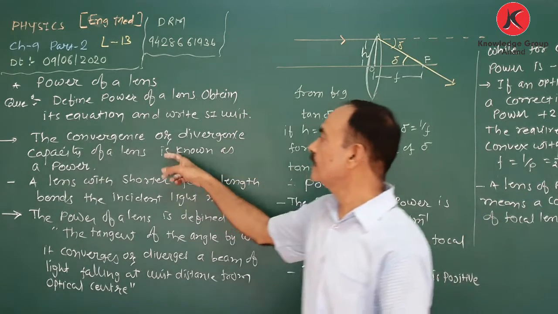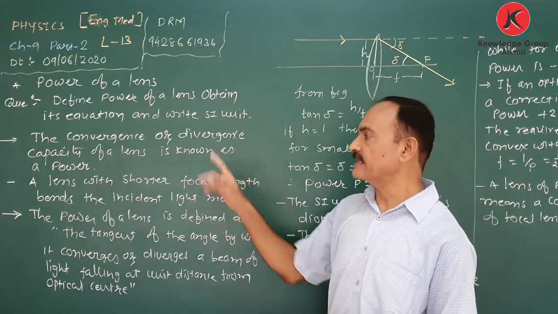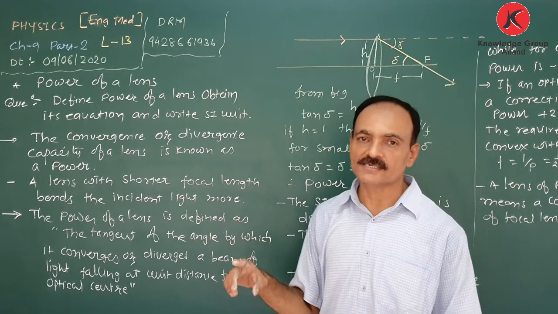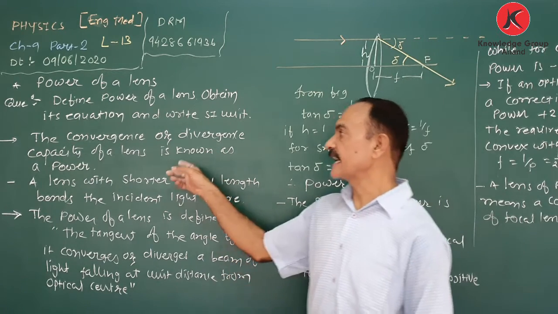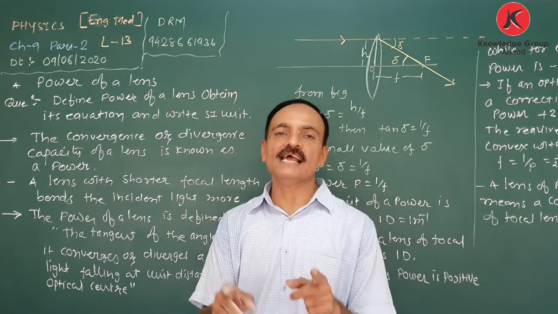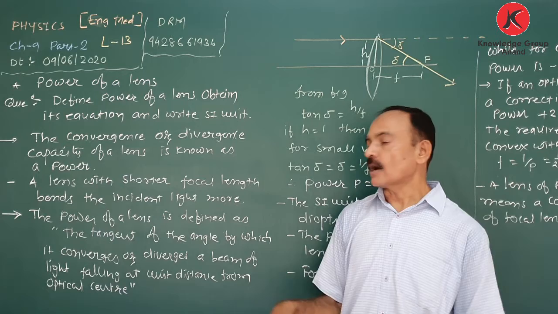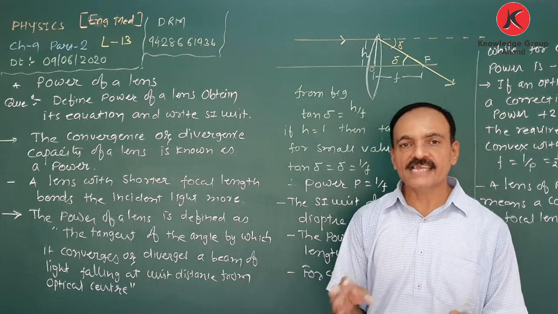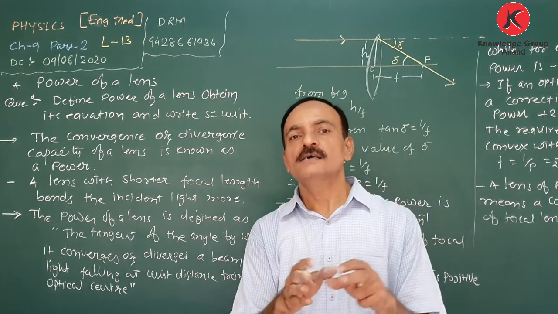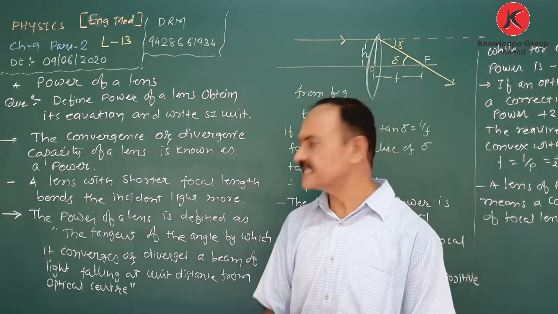Therefore, the convergence and divergence capacity of a lens is known as the power. Power is the capacity of a lens to converge or diverge the light incident on it. So how much the lens can focus or diverge the incident light, this capacity is known as the power.